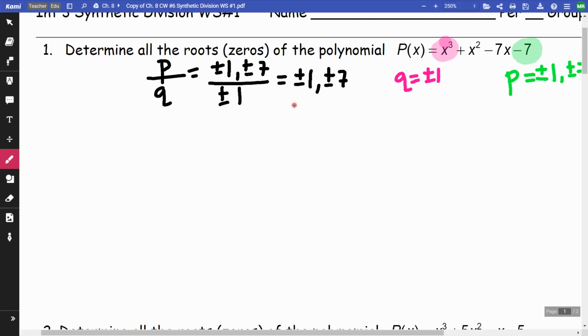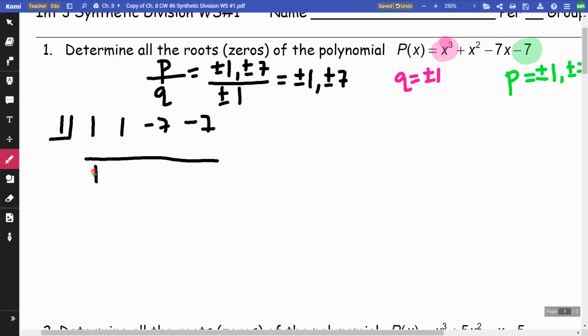So I'm going to start with trying the number 1, and then take the coefficients in front of each of these terms: 1, 1, negative 7, negative 7. I'm taking all my coefficients in descending order, and if I'm missing a particular term, I make sure I put a 0 to hold its spot. Again, I have a 1, a 1, a negative 7, and a negative 7. I drop down my 1. Always drop down whatever your first number is.